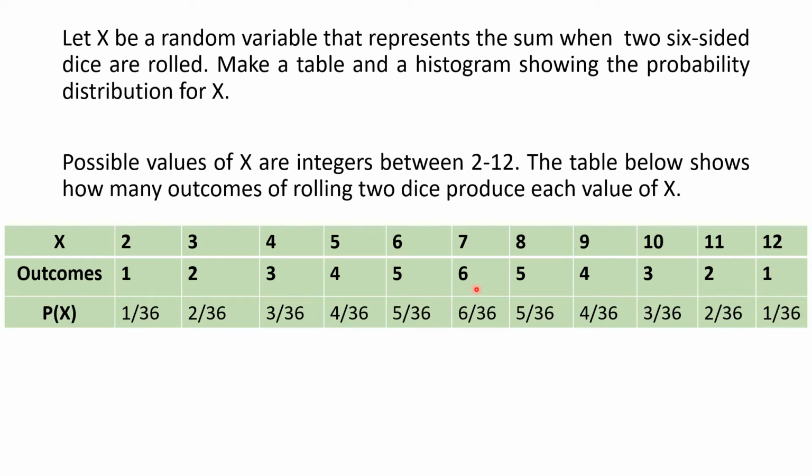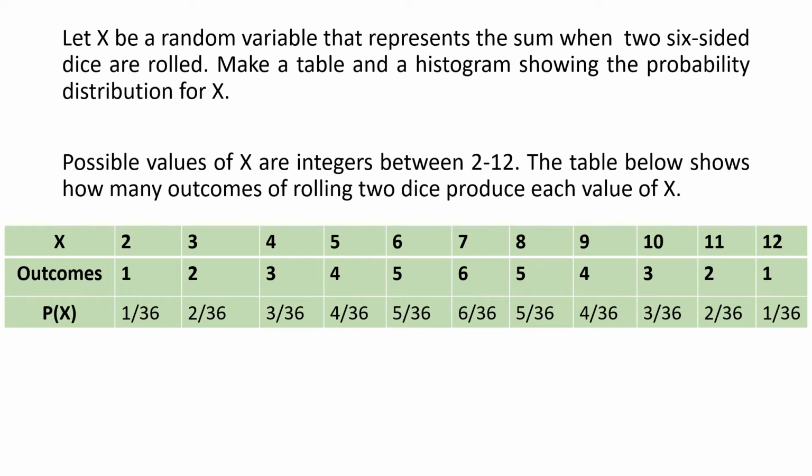So bear in mind when you do this, the possible values of x are only between certain limits, because x is the sum of the two dice, and remember each die is only 1 to 6. So you only get a minimum total of 1 plus 1 and a maximum total of 6 plus 6, which is 12. Okay, so this is how you construct a probability distribution table.